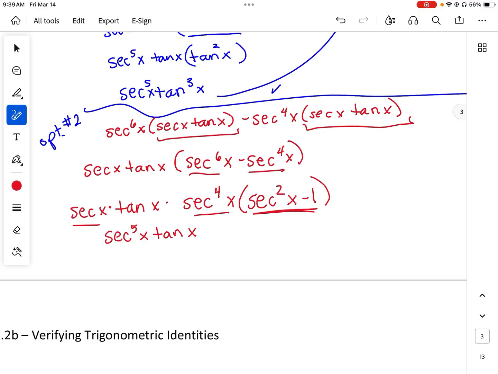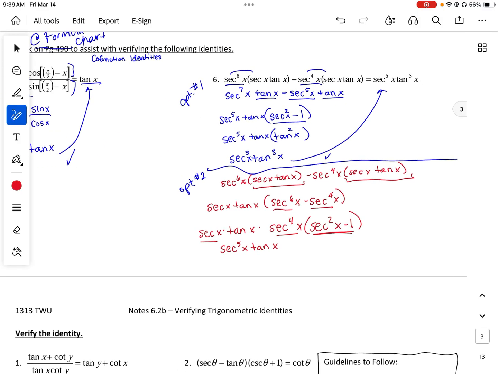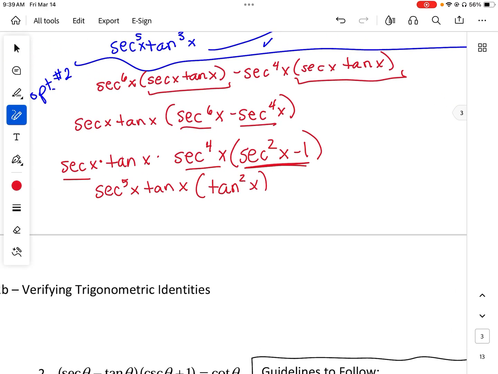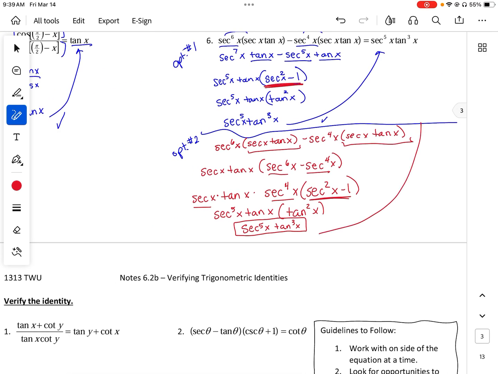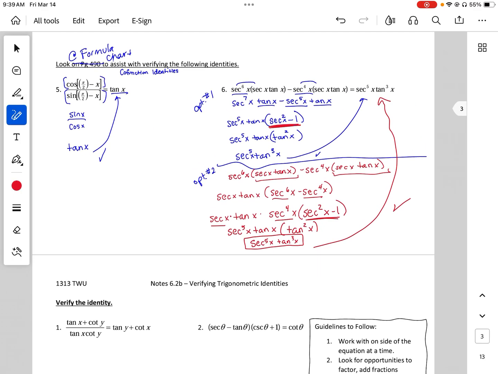Okay, let's look at this. This reminds me of Pythagorean, which we did a minute ago. Remember? We did it right here. So I'm going to replace that with tan squared x. Okay, then we multiply, and we get secant to the fifth x, tan to the third x. And that's where we want to end. So it also comes back up to that.